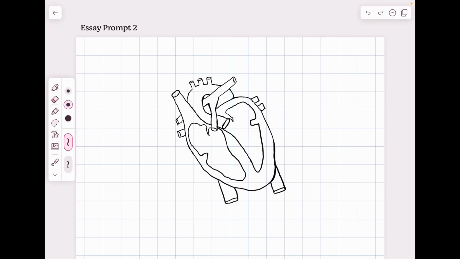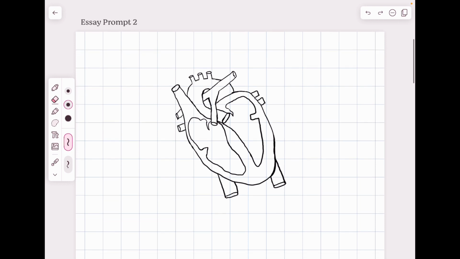Alright, so this is for the essay prompt 2 for the video final. We're going to talk about the Wiggers diagram and how we can relate depolarization, muscle contraction, and pressure changes to each other. But let's start with the blood flow through the heart.